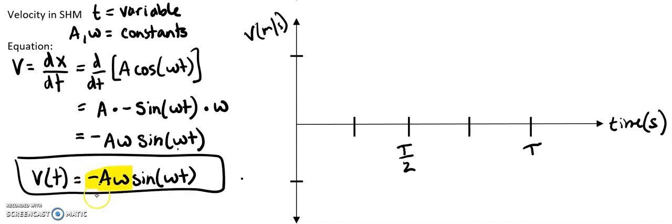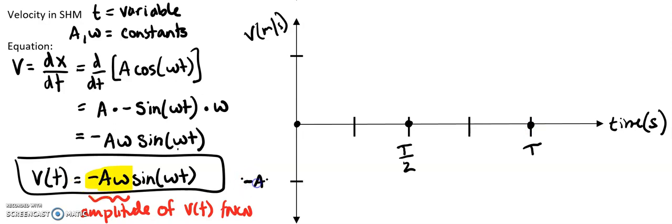If we look at this velocity function, the minimum value it can be is just its amplitude, negative A omega, while the maximum value it could be is just A omega. Cool. So let's go ahead and graph that. At t equals 0, sine is going to be 0, and that'll occur also at half the period and at the full period. We have a negative in our velocity function, so we're going to go down to start. Our amplitude is A omega, and negative A omega is the min velocity.